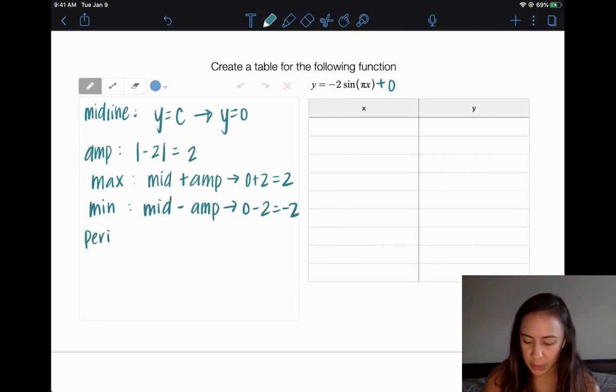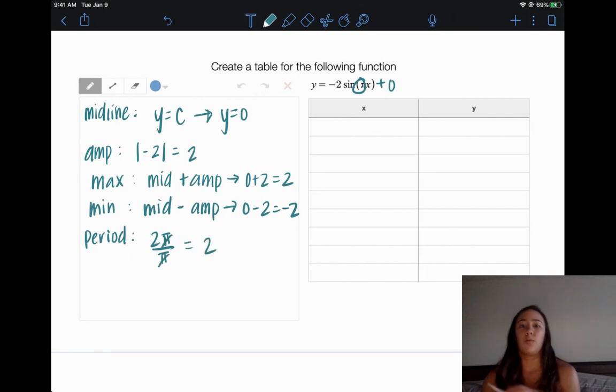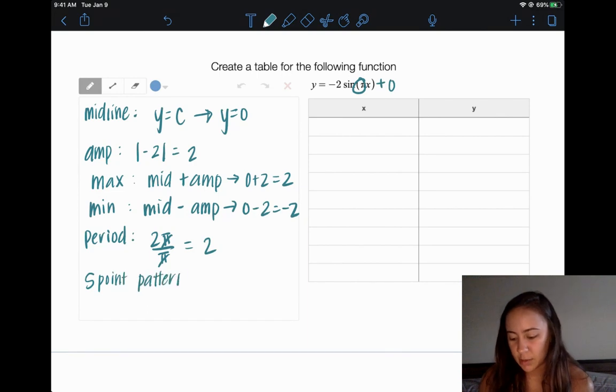Period will be 2 pi over b, which b in this case, here's your b, is just going to be pi. Your pi's cancel out, so your period is 2. So it goes from 0 to 2 to complete one full cycle of this graph. All right, now let's determine our 5-point pattern because that helps us out.